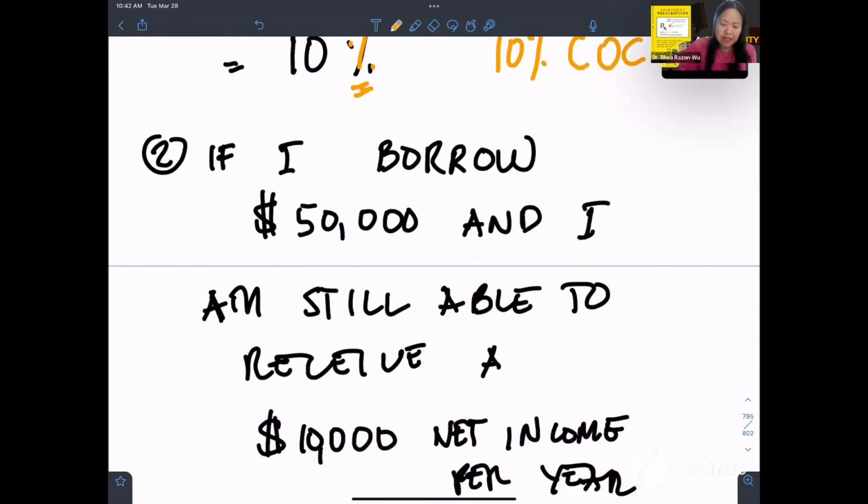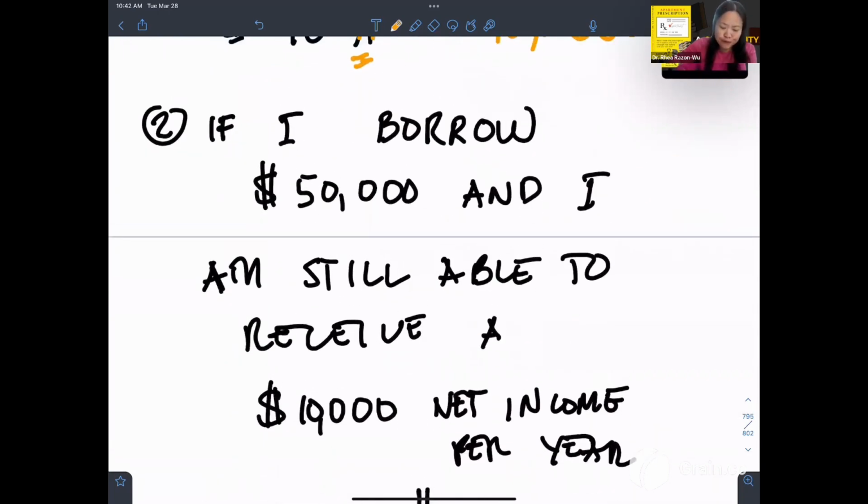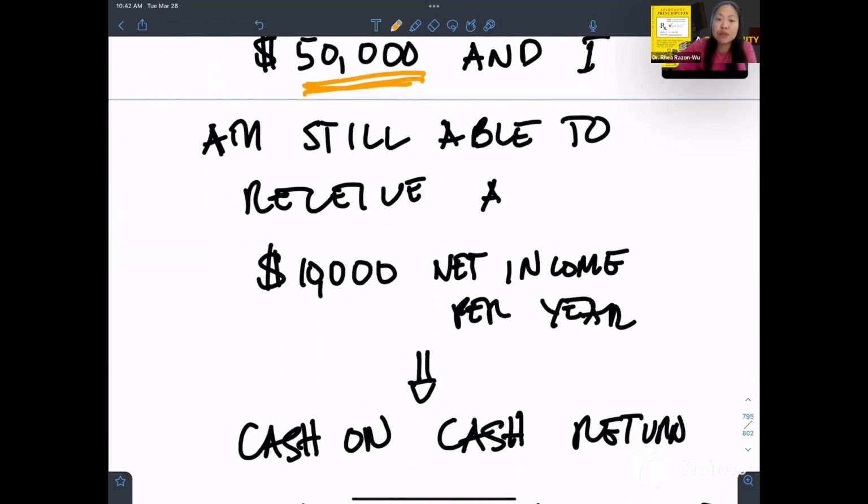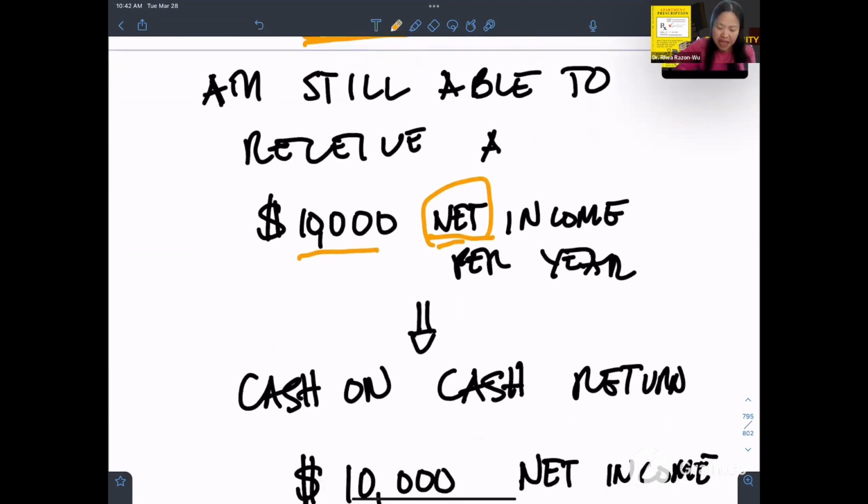Second example, if I borrow $50,000, this is where the leverage comes in. Leverage is when not all of my money is coming from my own pocket. I use the bank, I use my friends, I use somebody else. So let's say I borrow from the bank. I borrow $50,000 and I am still able to receive a $10,000 net income per year.